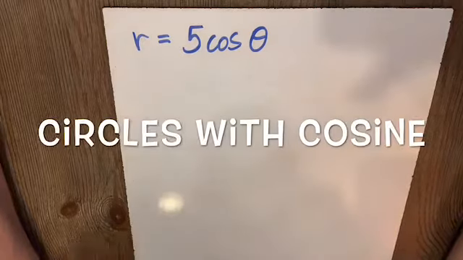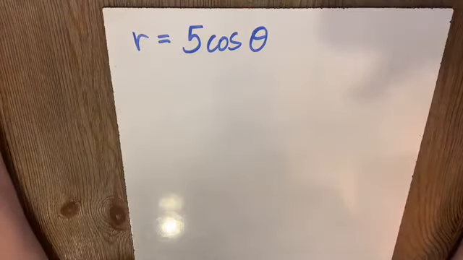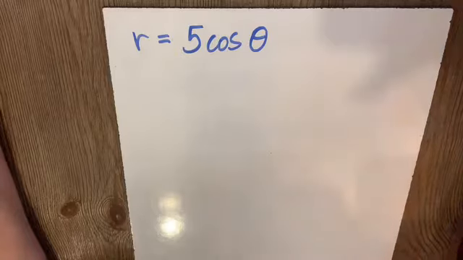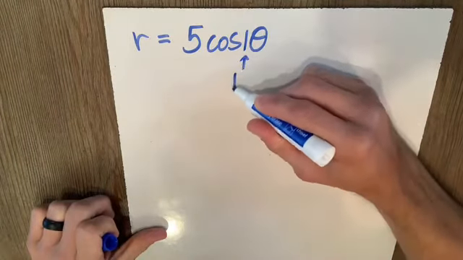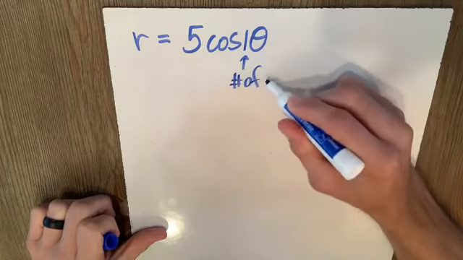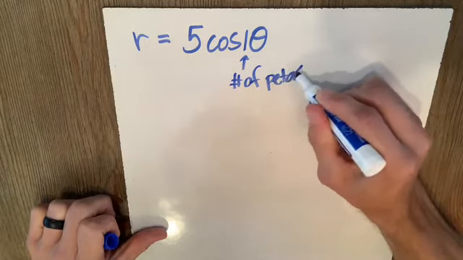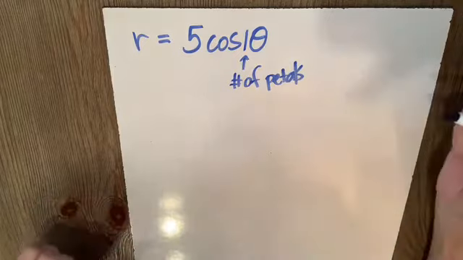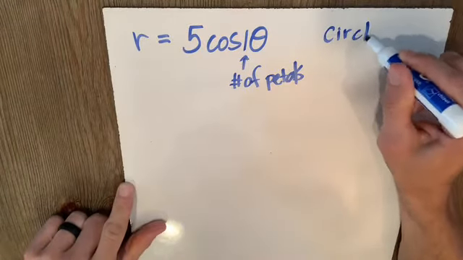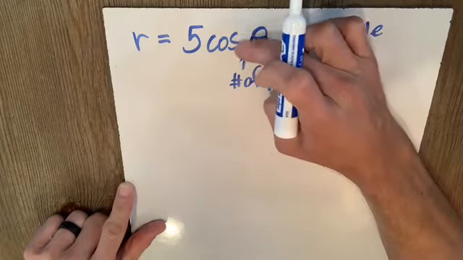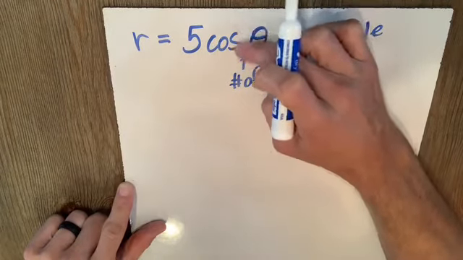Let's say I ask you to graph r equals 5 cosine theta. Oh, one term. I know it's a rose. It's a rose of... number of petals is 1. So a rose of one petal, oh, that's a circle. So I can ascertain quickly that we're talking about a circle.